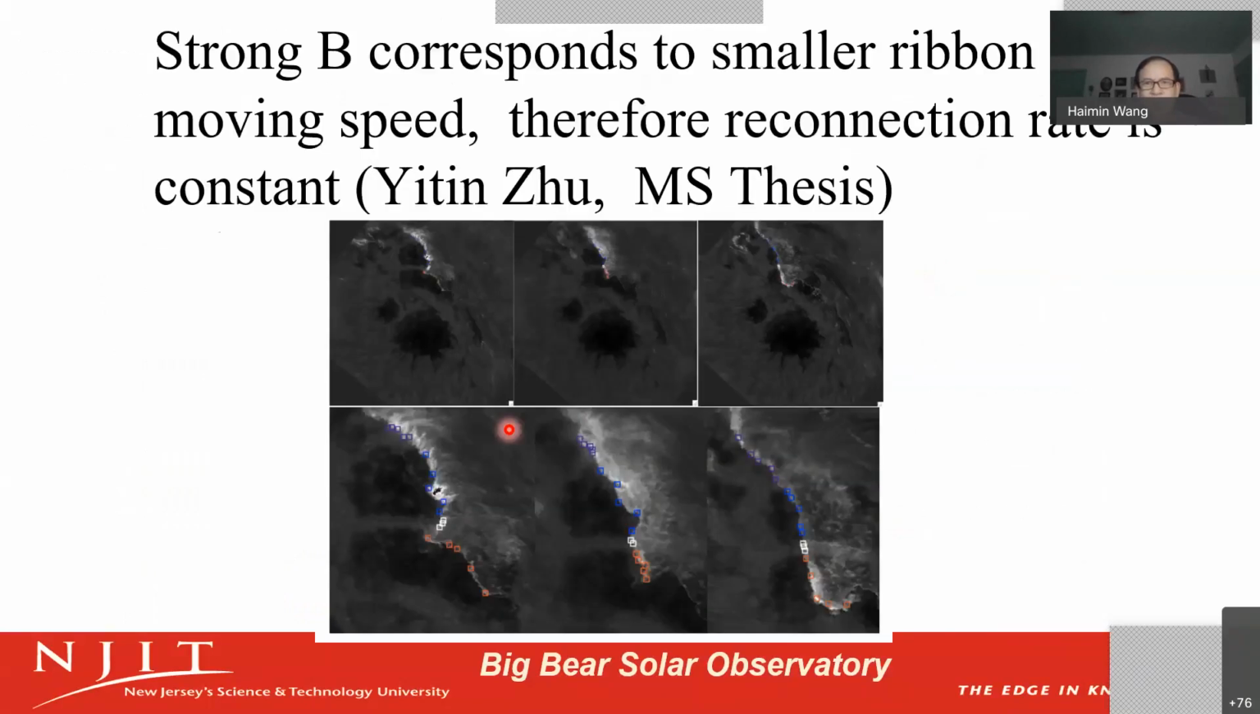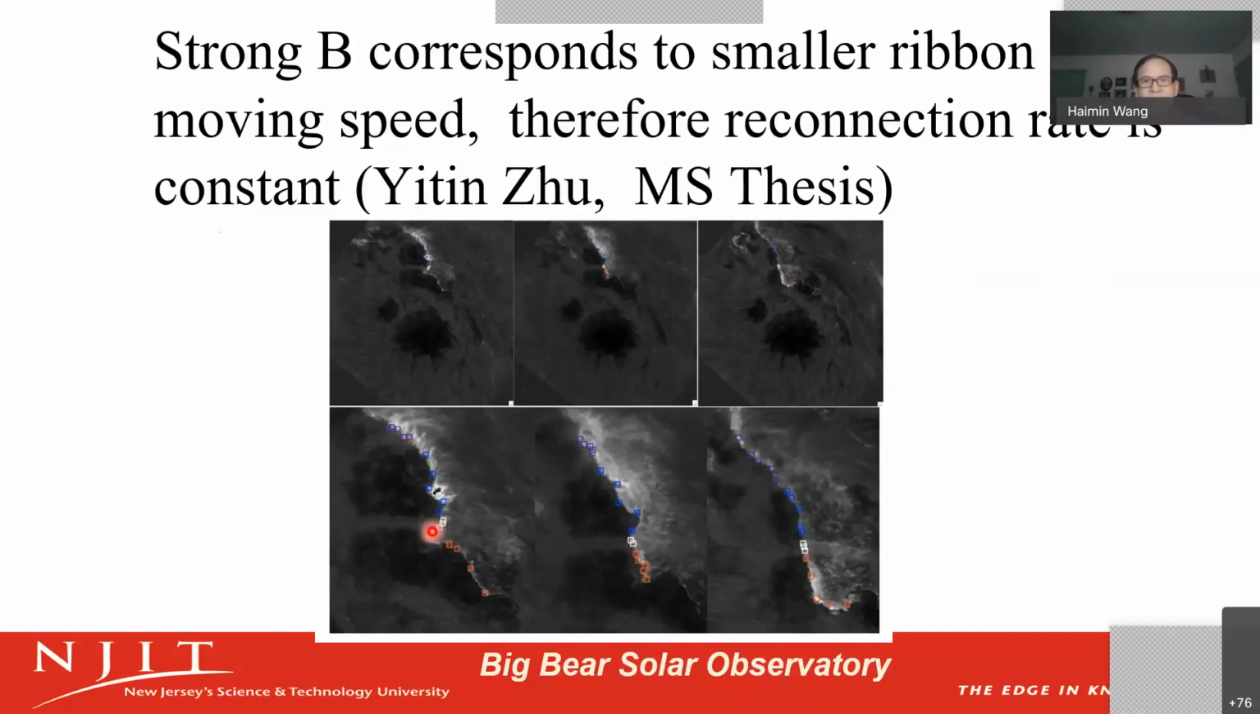telescope. Okay, I just want to show one thing that's specifically interesting to the Drive Science Center members. It's about the reconnection speed. For this flare, I will show the movie right after this. There is a light bridge.